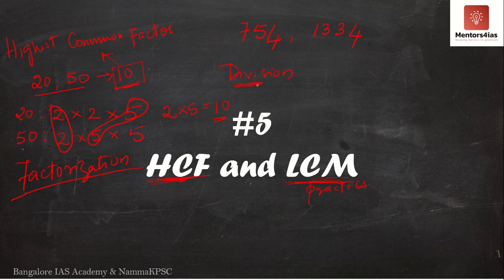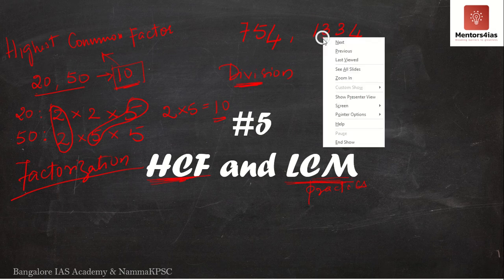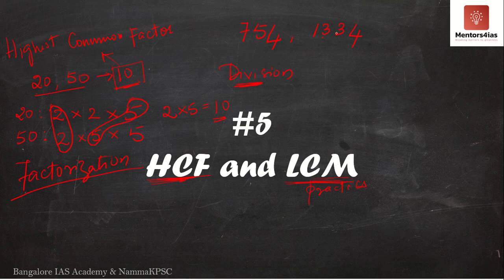It is the division method. So how do we find out the highest common factor by the division method? Very simple, just follow here. I will take the two numbers. I will take the larger value, that is 1334, and divide this by the smaller number.